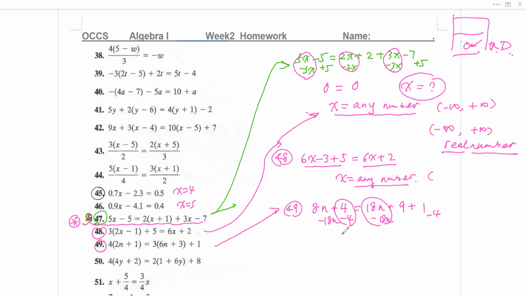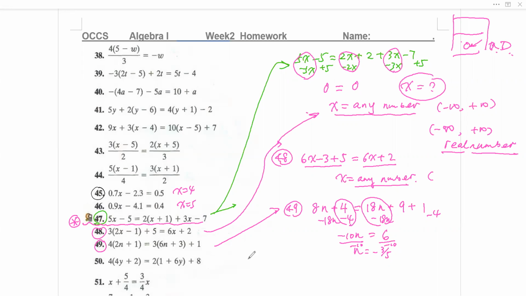So we organize, here became negative 10n, right? What about the right part? 10 minus 4, got 6. So n got negative 3 over 5, right? Both sides divided by negative 10. So you got n is negative 3 over 5. All right, let's move on to 50.